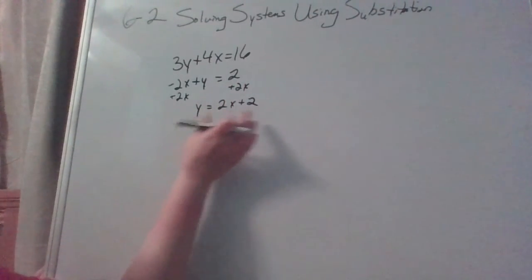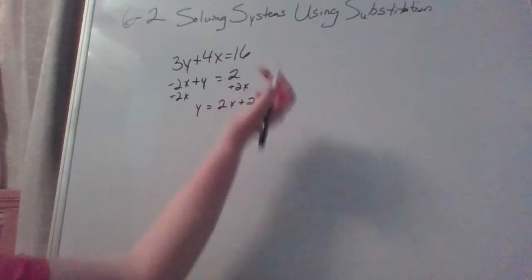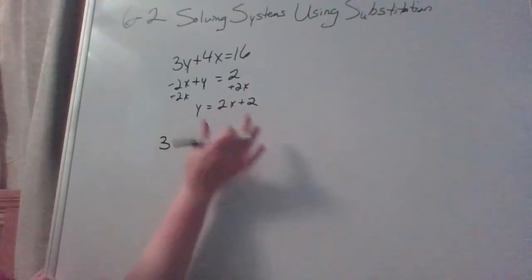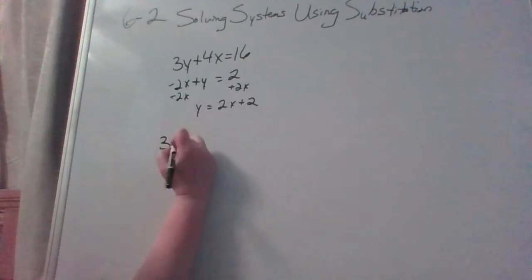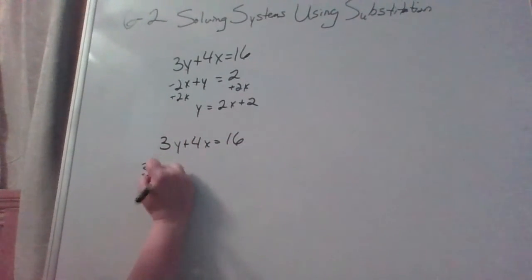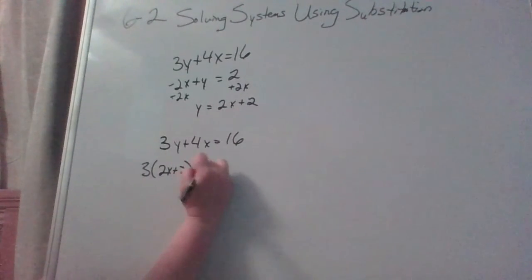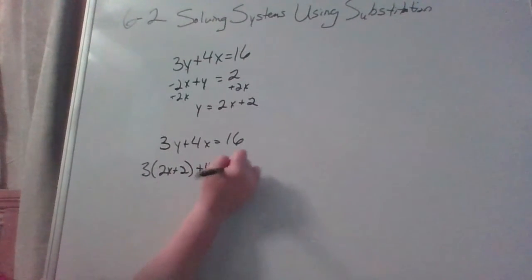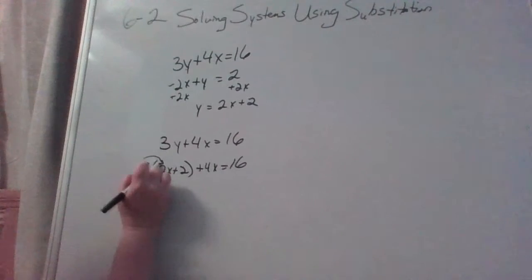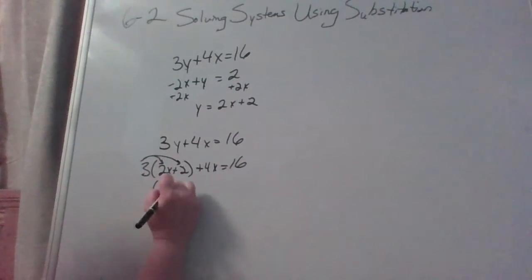And then, because I know that that equals y, I'm going to go ahead and plug that into my y here. Always go back to the other equation, the one that you haven't used yet. And I'm plugging in 2x plus 2 because I know that's what y equals. And I'm going to distribute, remembering to distribute to both ends.